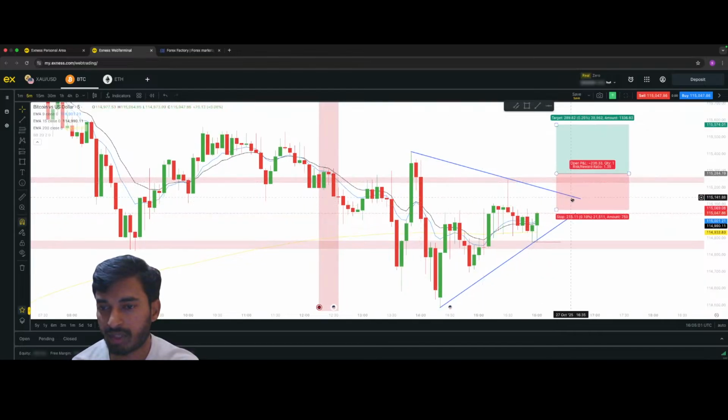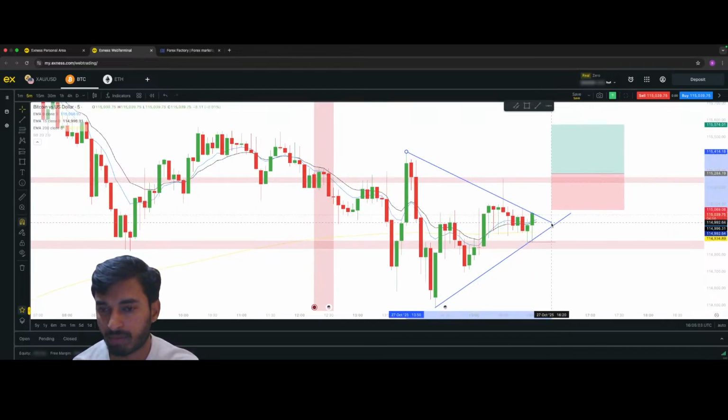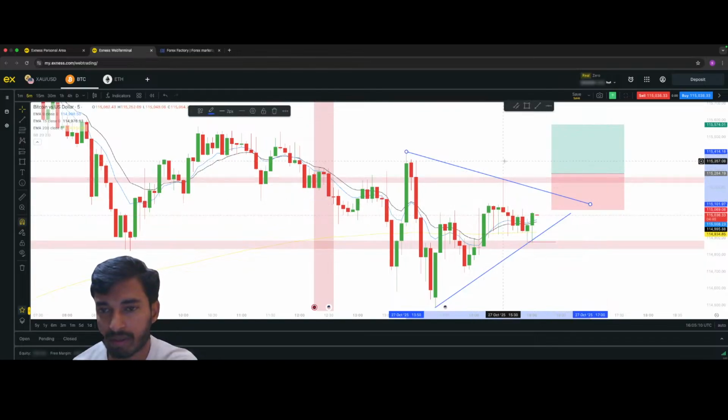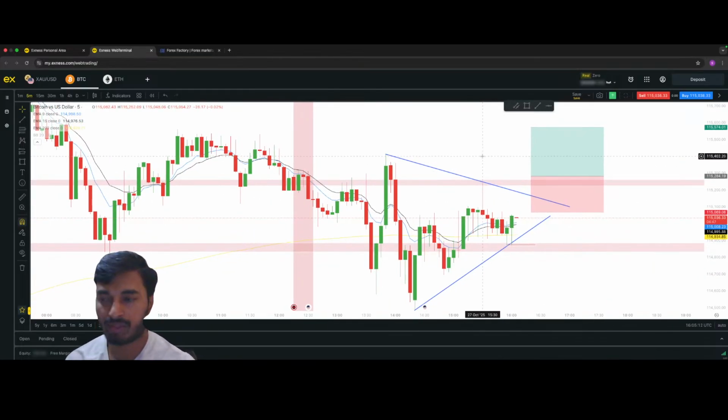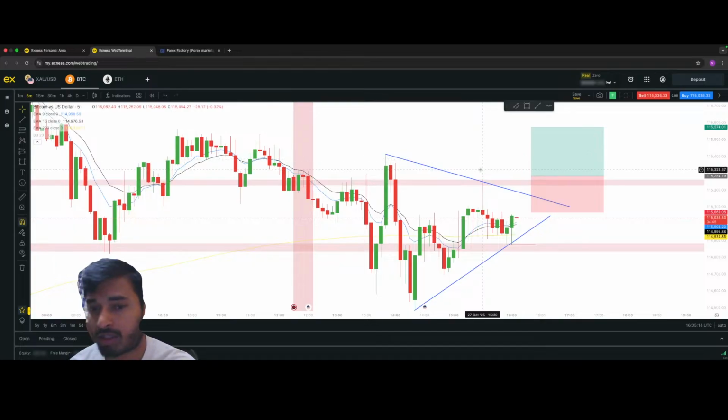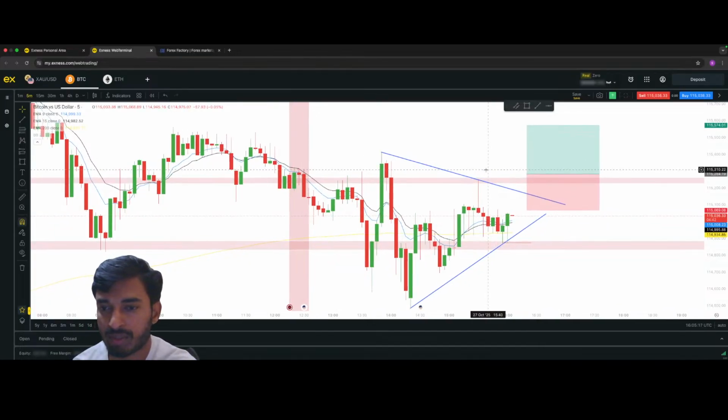If this wick had not been there, then the trend line may have come over here, but we have to follow the rules. Rules are very important here. If there are no rules, you can blow up your account, because there is so much volatility and you get more leverage.